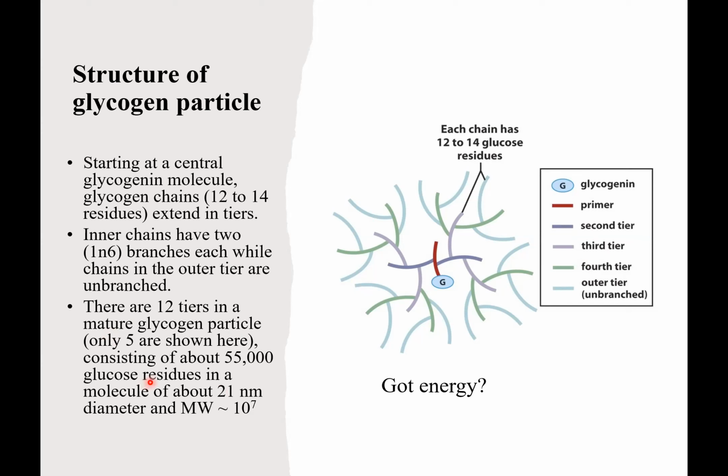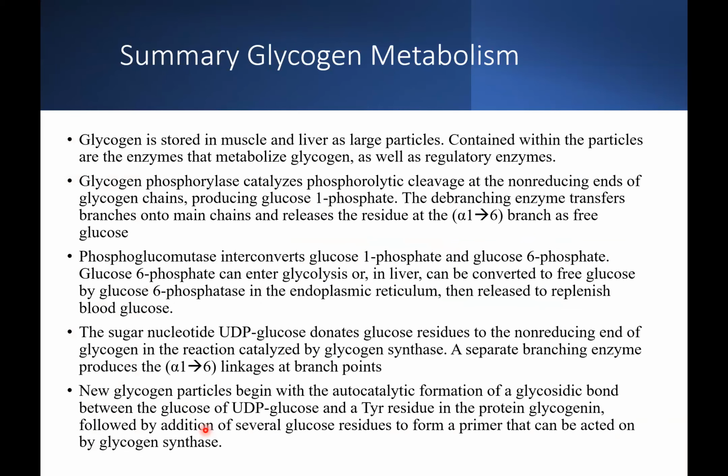This ends up being a pretty large molecule. We end up having on the order of 55,000 glucose residues in a molecule, about 21 nanometers in diameter and a molecular weight of 10 to the 7. What is that? That is 10 million Daltons, right? So big molecules. Okay, again, we have a summary at our disposal here. So let's take a look at this, mull this one over for a minute, and then we can go on the break.